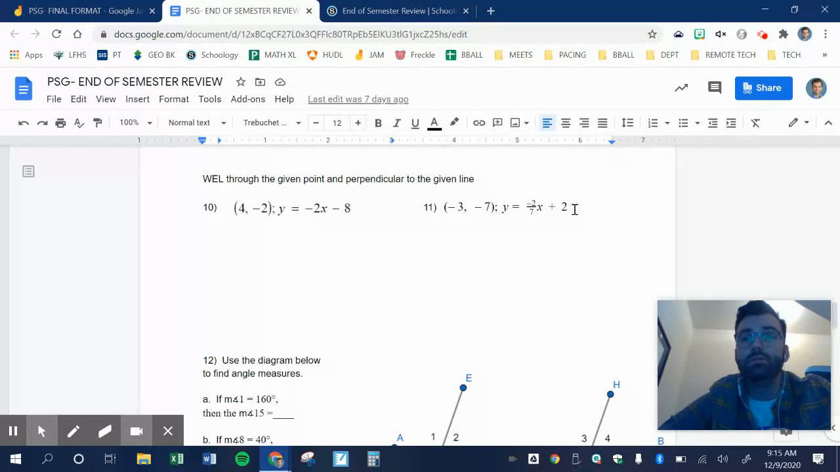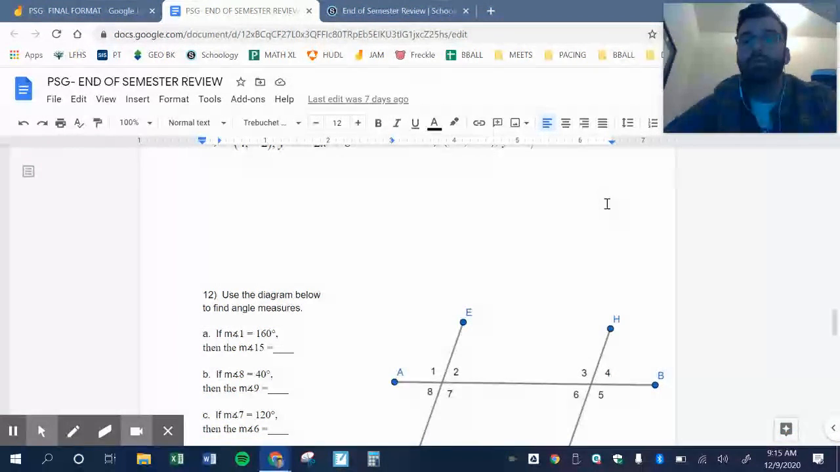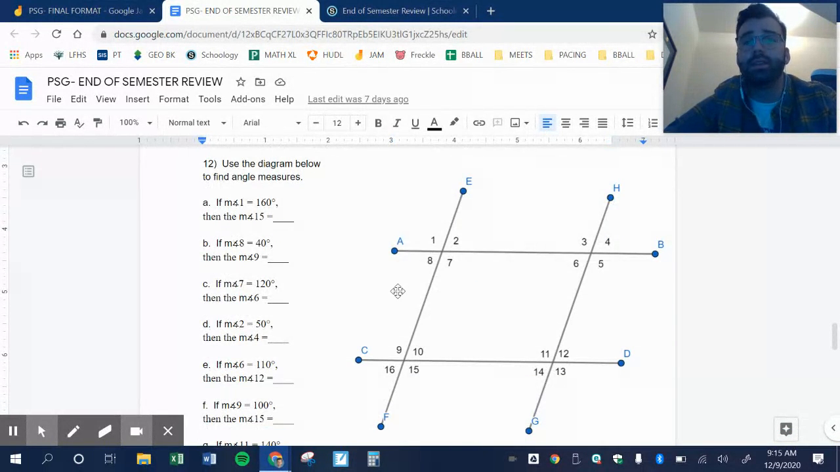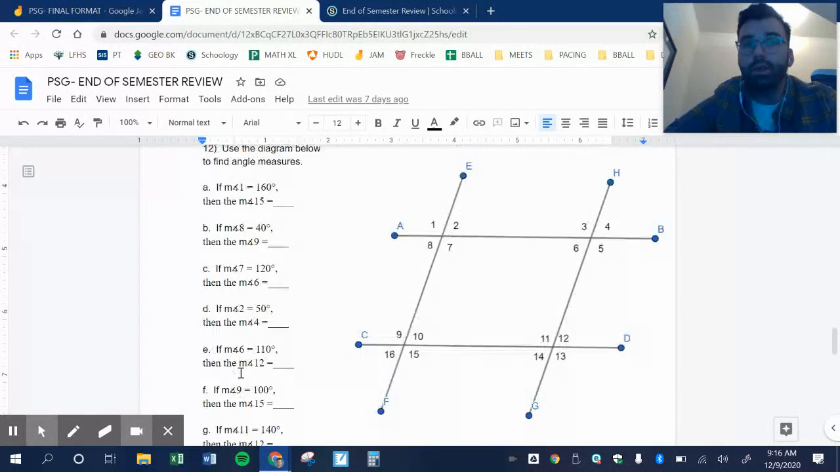Perpendicular slope. Remember what it means to have a perpendicular, what perpendicular slope means. You will have to write an equation at some point, I believe, if that's one of your questions. I don't know if it will be. It's also very random. Questions like this: given an angle, find the measure of another angle. Given angle 1 is 160, find the measure of angle 15. That's a possibility. That could be on there. Obviously, we only ask you one of these, not a bunch.